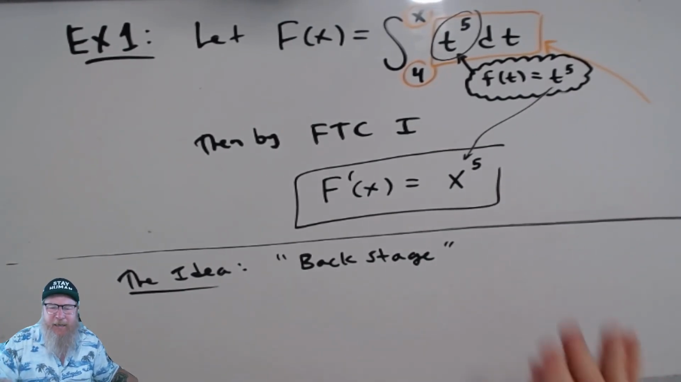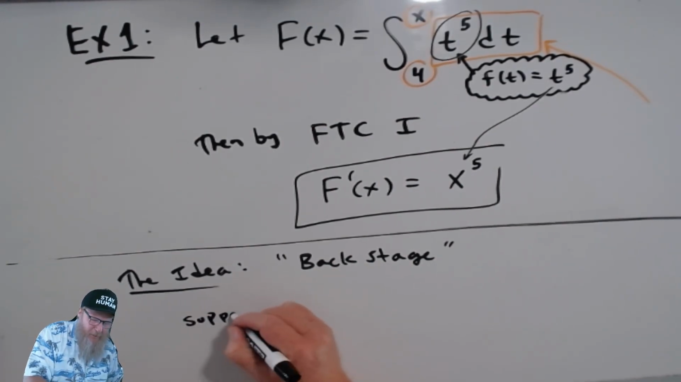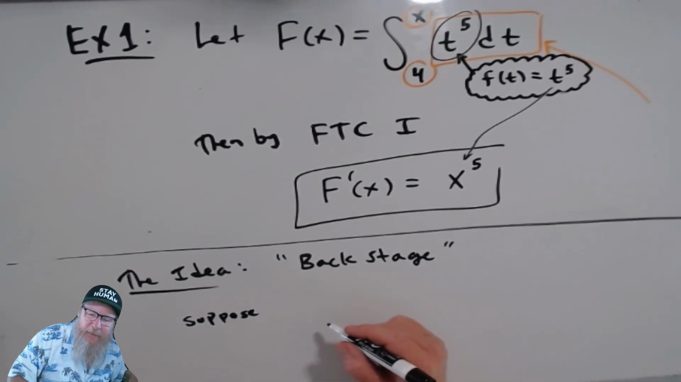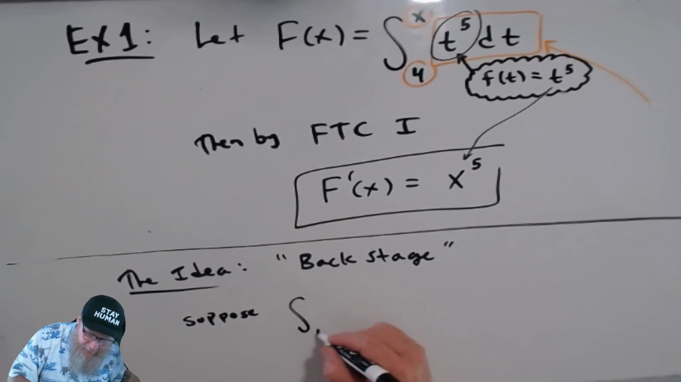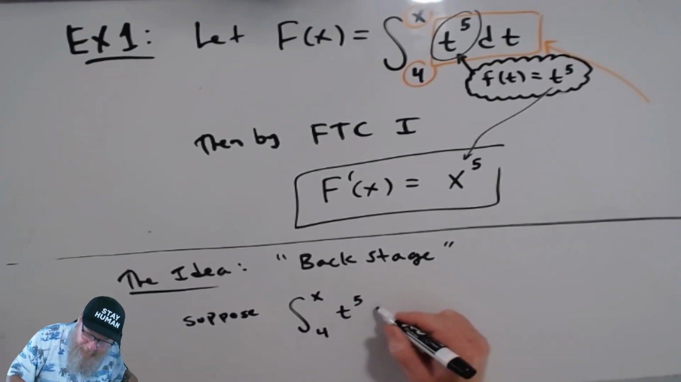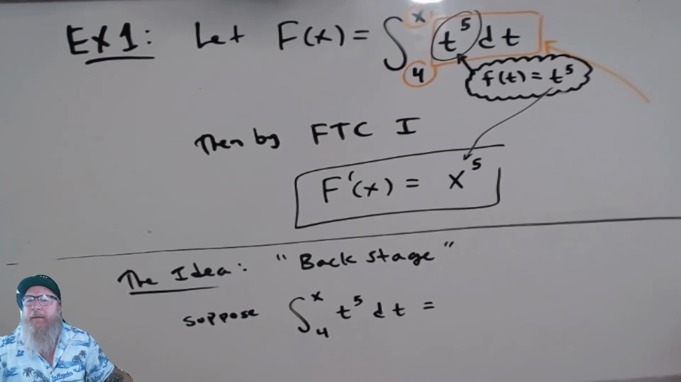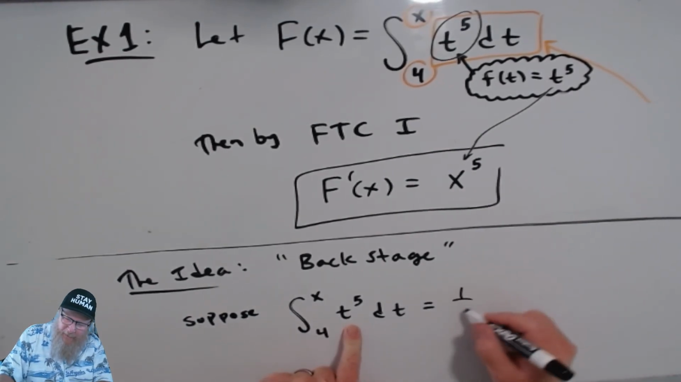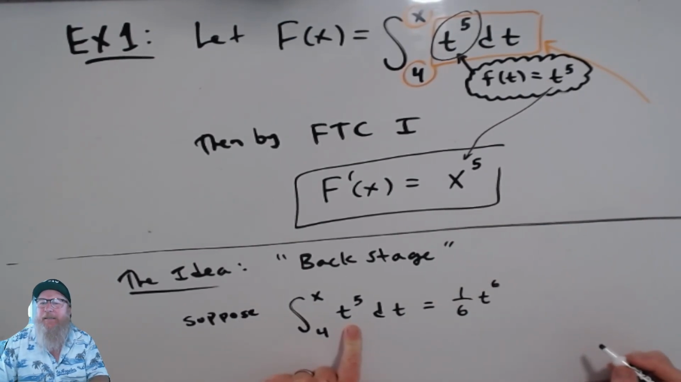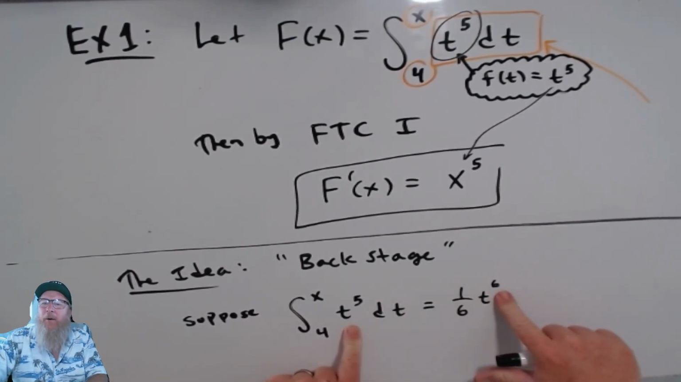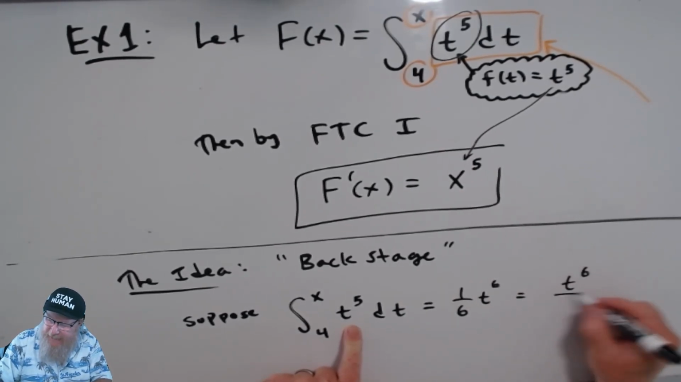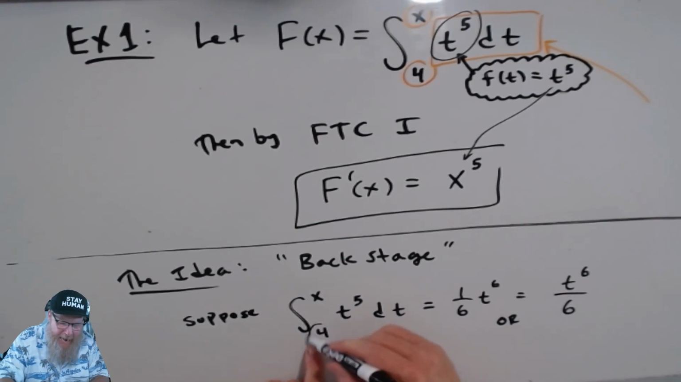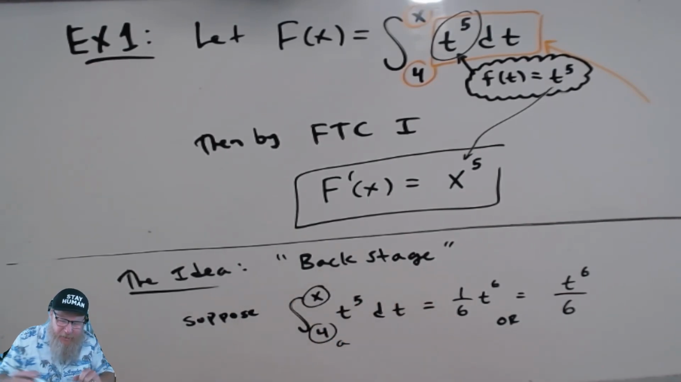The idea is this, okay? Suppose that you just took the integral from 4 to x of t to the 5th. Well, let's go ahead and do that, because we actually know how to do this. You would get 1/6 t to the 6th. You remember the rule? You just add 1 to the power and then divide, or you could write it as t to the 6th over 6. Same thing. And then your a is 4 and your b is essentially x.